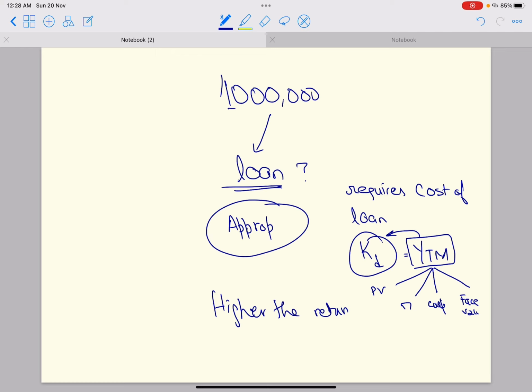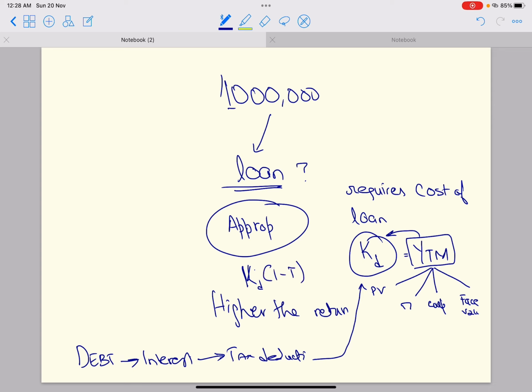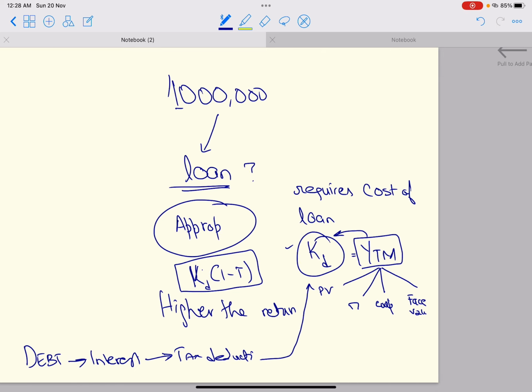Since every debt we have to pay interest, and interest is a tax deductible expense, that means we get to save tax if we have more interest. Therefore, for this reason, the cost of debt, when taken into account, is after tax, that is KD times (1 minus tax). So this is the tax advantage. Whenever we are taking cost of debt, it is post tax.